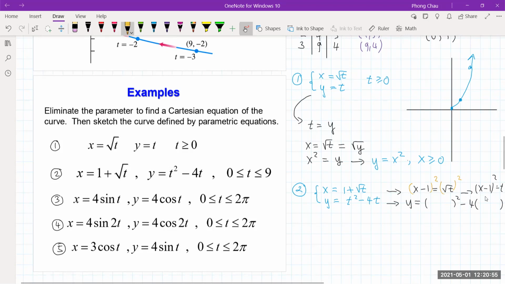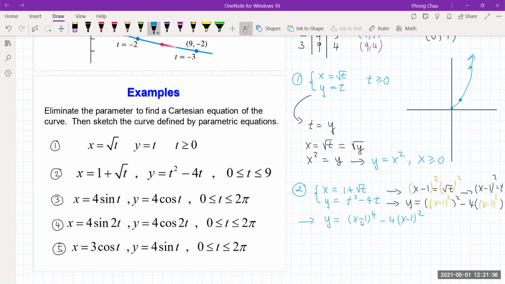So let me use the colors here. So t is (x minus 1) squared, so you plug in (x minus 1) squared here, and (x minus 1) squared there. So here, squared, that turns into the 4th power. So after you simplify, we have y equals (x minus 1) to the 4th minus 4 times (x minus 1) squared. So see, that is a 4th degree polynomial. Well, I'm not going to graph that one.